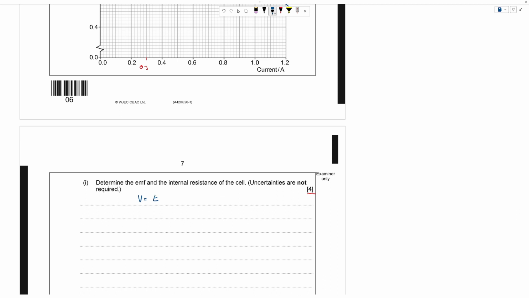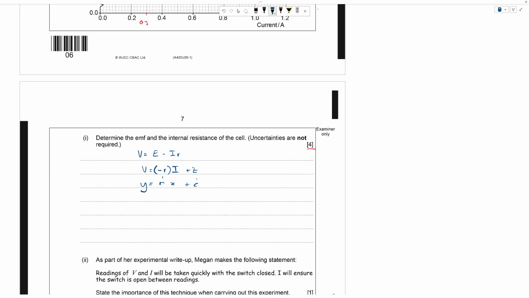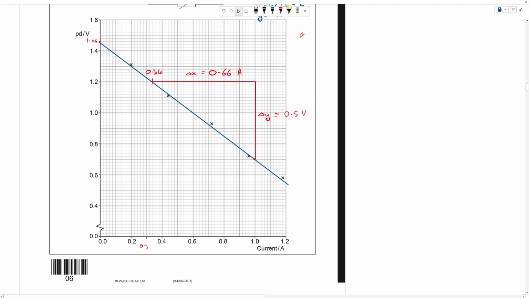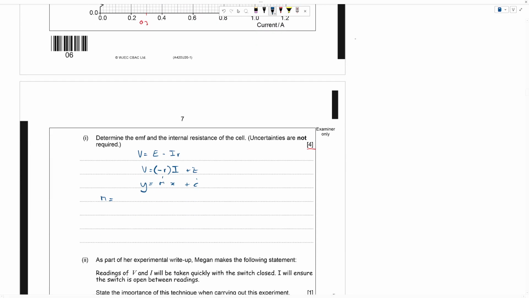So V equals EMF minus IR. So I'd already written this up top. I'm not sure why I didn't put it down here. And just make it really clear that you know what is happening here. So gradient of our graph then, changing y over changing x, 0.5 over 0.66.